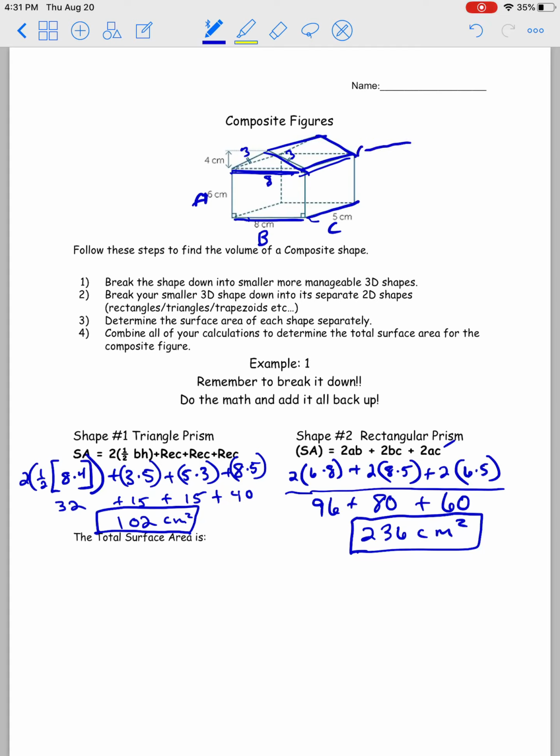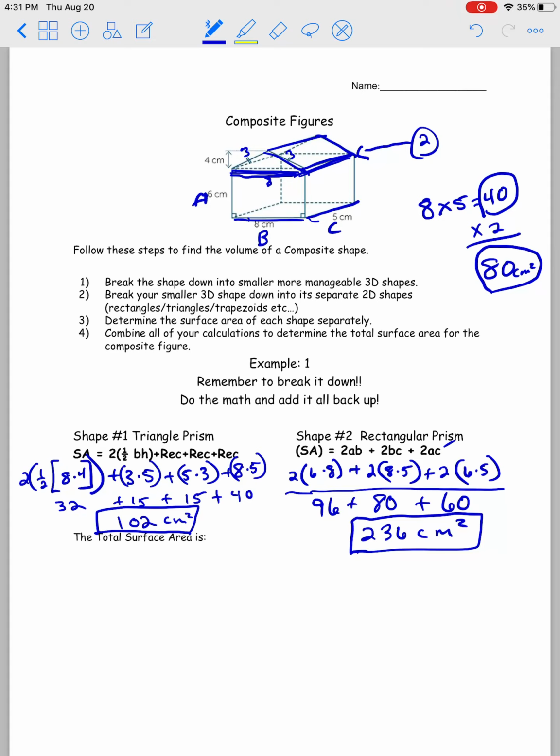But remember what I said, we have to take away that rectangle there. There's actually 2 of them, okay? And it is 8 by 5. So what is 8 times 5? It equals 40. But now there's 2 of those there, so that equals 80 centimeters squared. So we need to take those away.